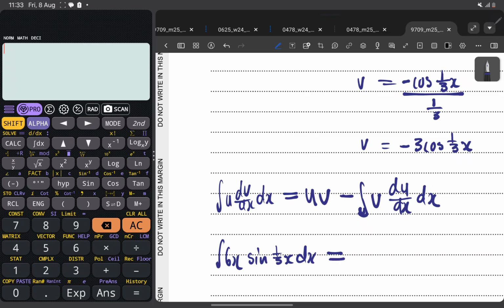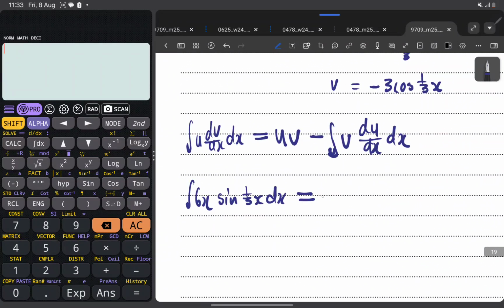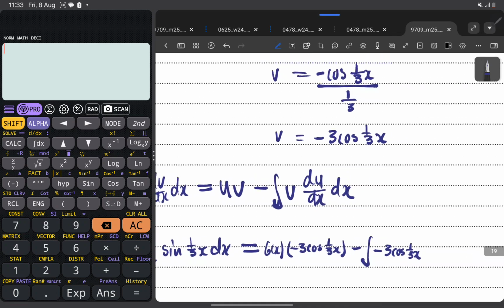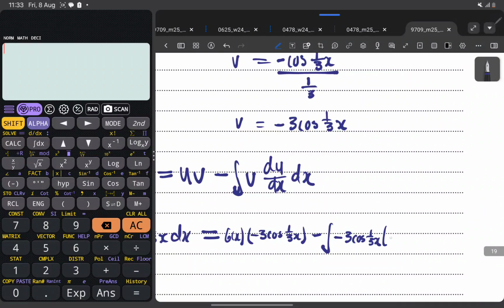This integral is equal to, what is my u? You remember, you're now saying uv. My u is 6x, so it is going to be 6x times v. What is my v? Negative 3 cos 1/3 x, minus the integral of v, which is again negative 3 cos 1/3 x, multiplying du/dx. What is du/dx? It is 6, multiplying 6, and this is with respect to x.